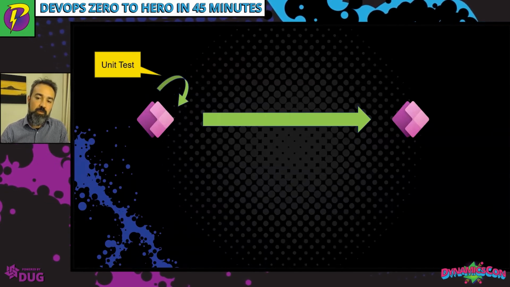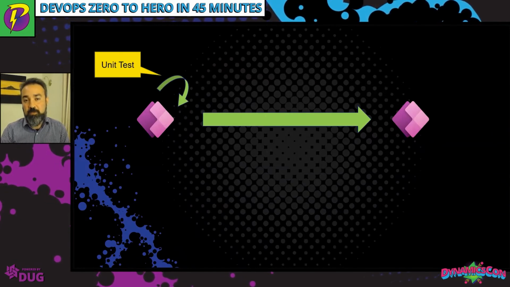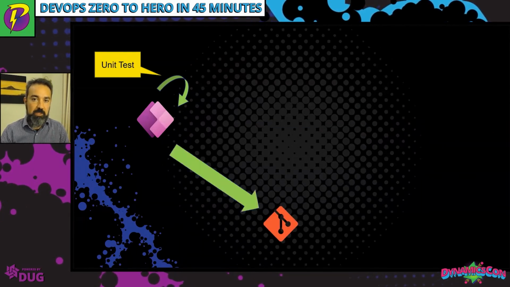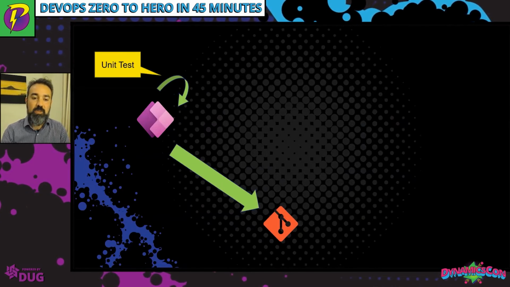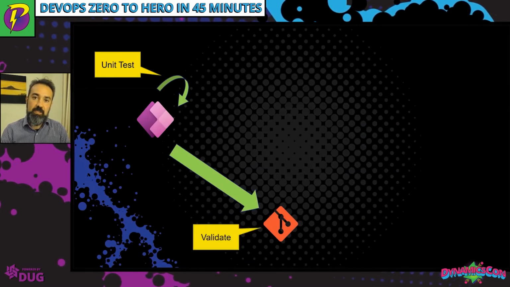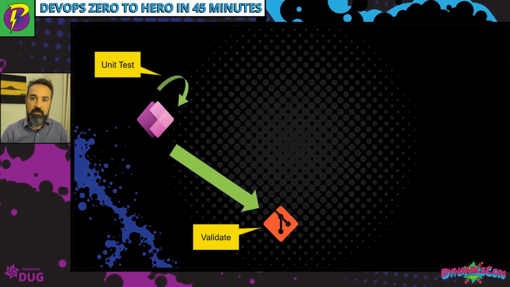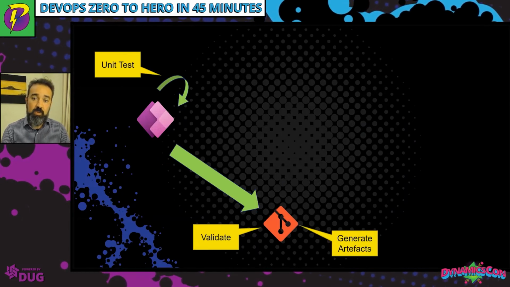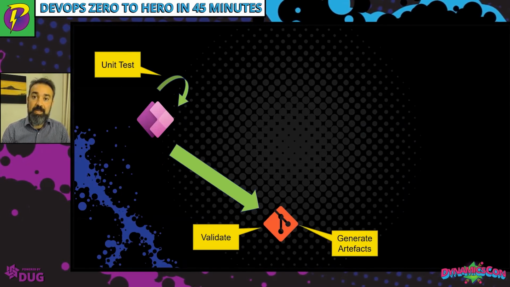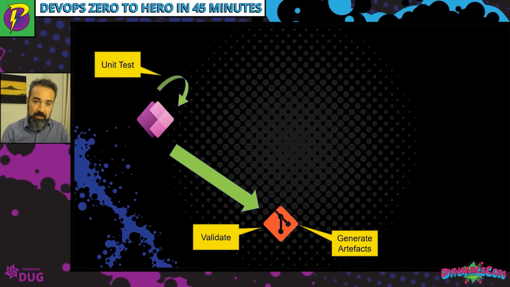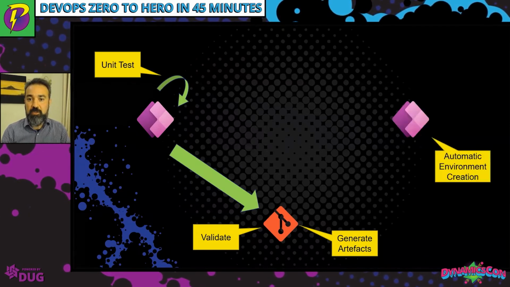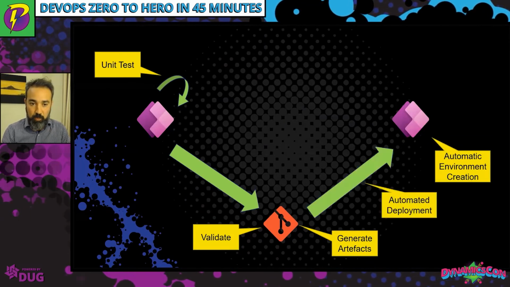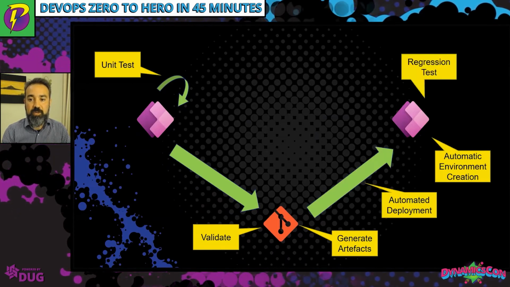However, if you want to move up the maturity models, then you might want to push it into your source code repository, be it Git or TFS or whatever it is. Validate that everything is done correctly by running your static analysis, maybe some unit tests on the code and so on, and then generate the release candidates or the artifacts once you're happy with what you've got. The next step is to build a new environment, automatically provision that environment using all the tools that we've got from Microsoft. Automatically deploy your solution and run your regression test.